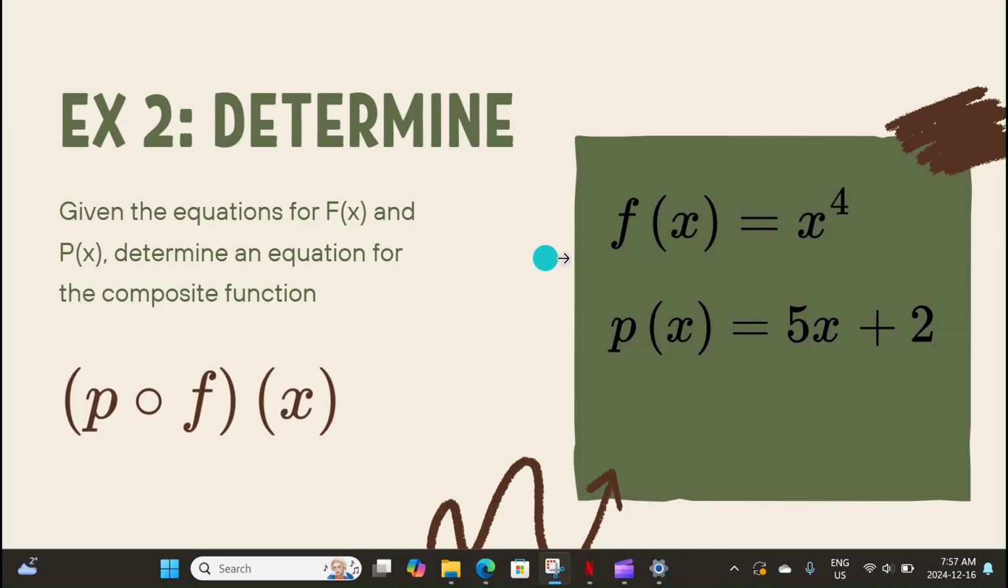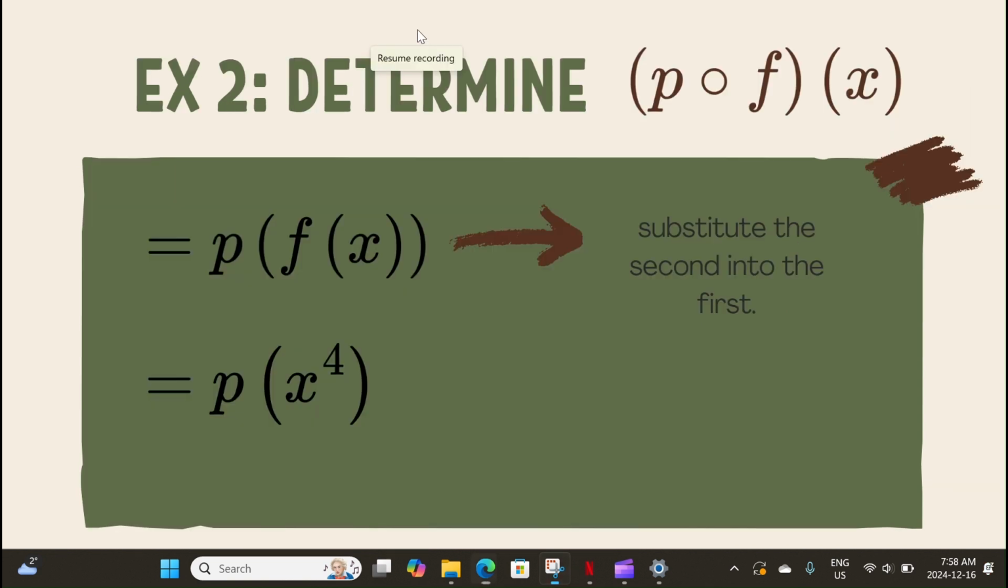For our second example, we will be using the same equations for f of x and for p of x, but this time we have to determine an equation for p composite f. Following the same steps as the first example, we first substitute the second function into the first.